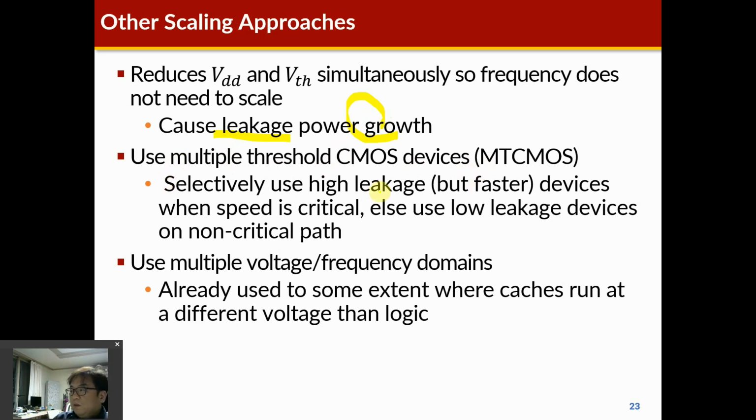MT CMOS technology means that we selectively use the high leakage but fast device. That means the VTH is very low if the speed is critical. But if the speed is not critical, then we can apply the low leakage device by setting the threshold voltage high. And then multiple voltage and frequency domains is also a widely used technology in modern integrated circuits.